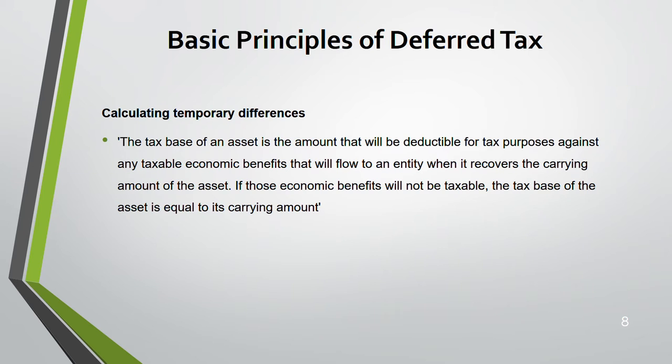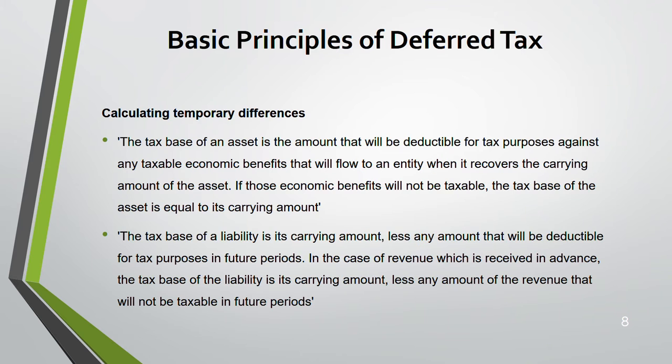Tax base of an asset and tax base of a liability. You should know the difference. If it's an asset, tax base of an asset is the amount that will be deductible for tax purpose against any economic benefits. You don't have to memorize the definitions. You just need to understand for your calculation purpose. That's why this is there. If economic benefits will not be taxable, remember your tax base is equal to your carrying amount. If there's nothing to deduct, tax base will be same as your carrying amount. That means there will be no deferred tax. If both are equal, if you deduct both, it will be zero. So no deferred tax.